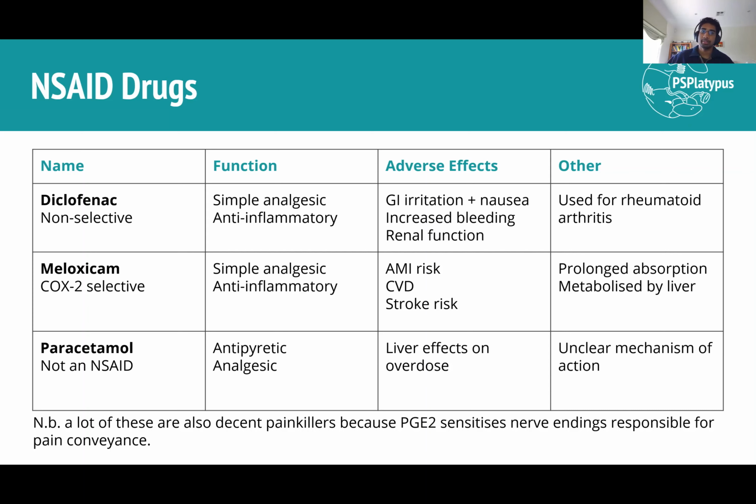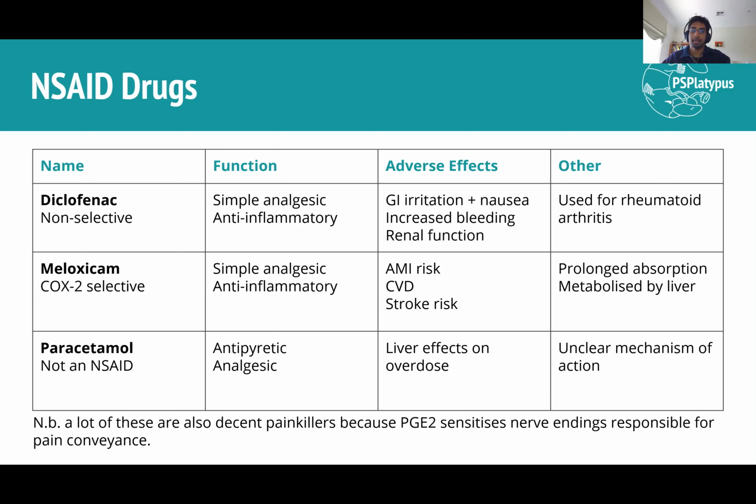Okay, diclofenac, that's another one that you probably haven't heard of. Pretty simple. It's very typical of this group of drugs. The most interesting thing about it is that we use it for rheumatoid arthritis, which is, as you guys probably know by now, an inflammatory joint condition.